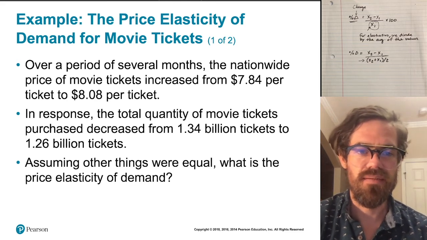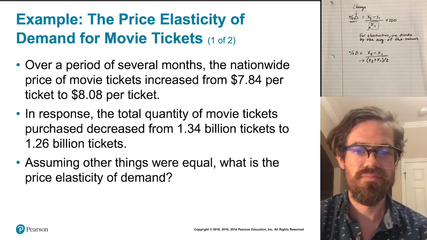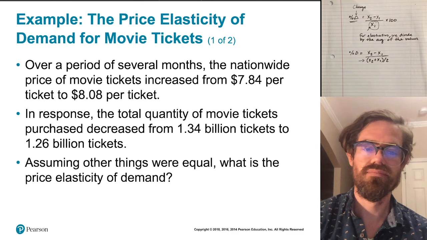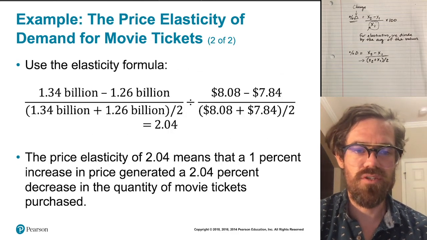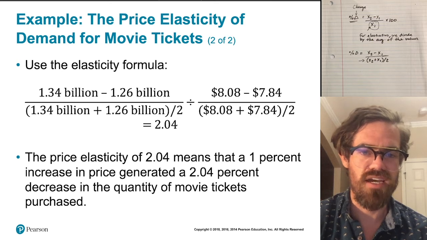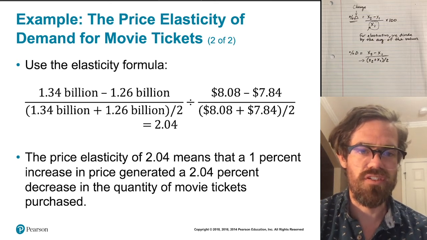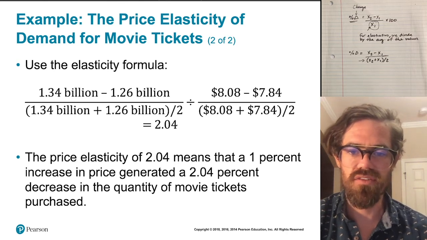Okay, so I encourage you to pause the video and try to calculate this for yourself. Okay, so using the formula we just learned, we are going to calculate the percent change in quantity demanded, which is on the left side there. So the absolute difference in quantity divided by the average quantity. And then we're going to divide that by the percent change in price. So the absolute change in price divided by the average price.